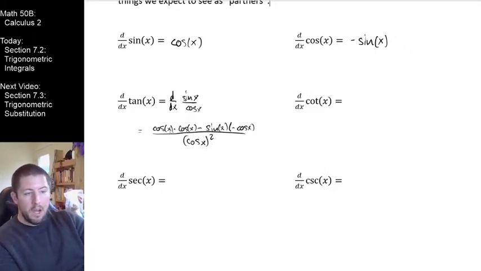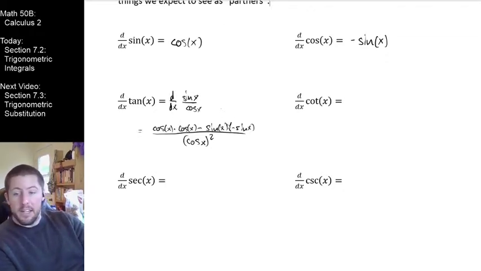It looks like I'm getting cosine squared plus... I wrote that one wrong right there. Let me fix this. It should have been low, cosine, d high: the derivative of sine is cosine, minus high, which is sine, d low: the derivative of cosine is negative sine. I had that one wrong. So it looks like we're getting cosine squared plus sine squared.